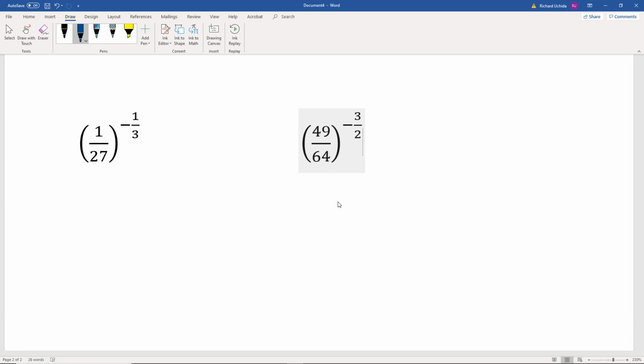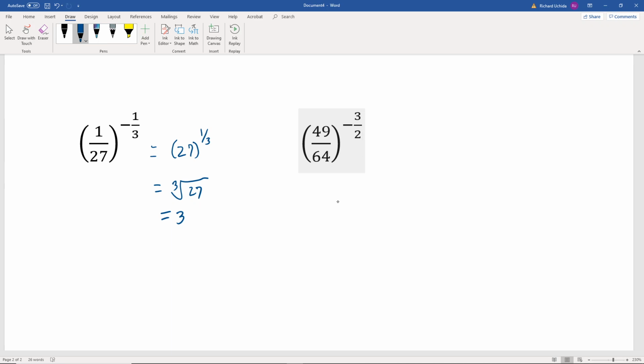Now looking at two final examples, what if we had fractions raised to negative fractional exponents? Remember that raising 1 over 27 to the negative 1/3 would be the same thing as raising the reciprocal, 27 over 1, which is just 27, to the positive 1/3. So that would be the cube root of 27, which would be 3, because again, you think: what number raised to the third power will give you 27? Again, that would be 3.